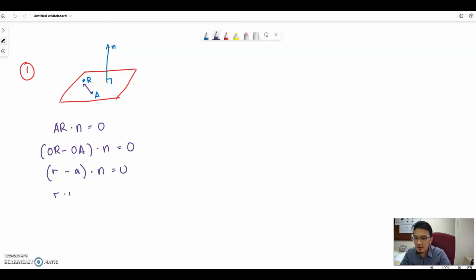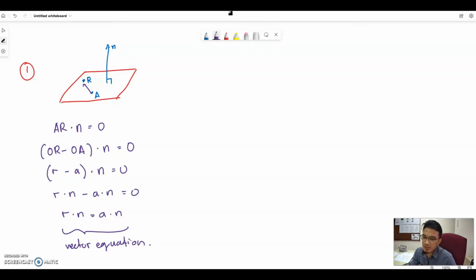Then R dot N minus A dot N will be equal to 0. So R dot N is equal to A dot N. So this is what we call the vector equation for a plane. This is the vector equation for a plane.